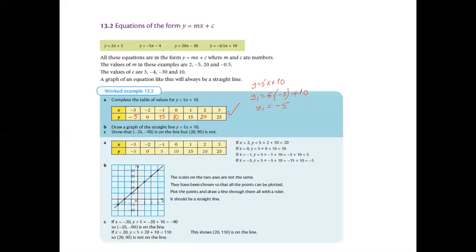And the next question, option B: draw a graph of the straight line y equal to the same equation, 5x + 10. Okay, how can I draw it? Okay, I want to draw here.